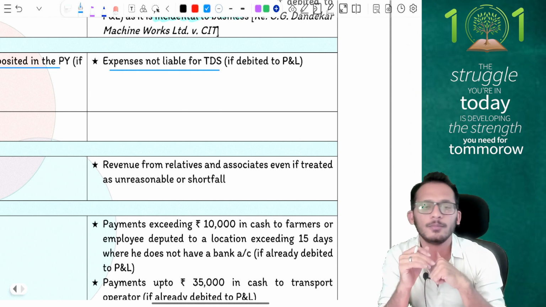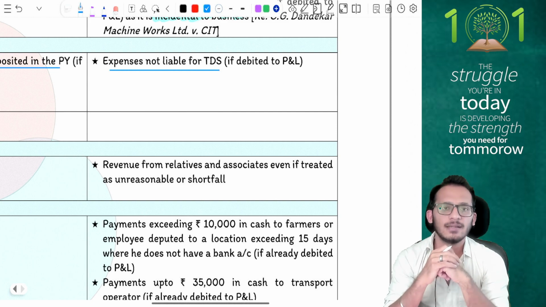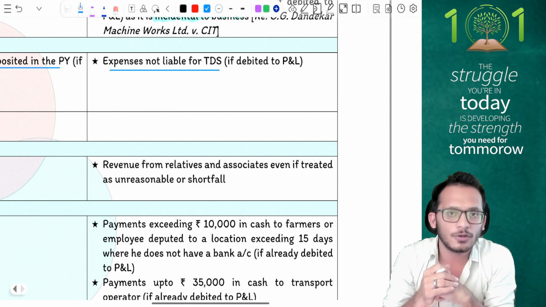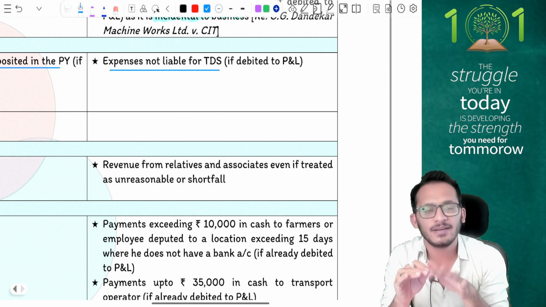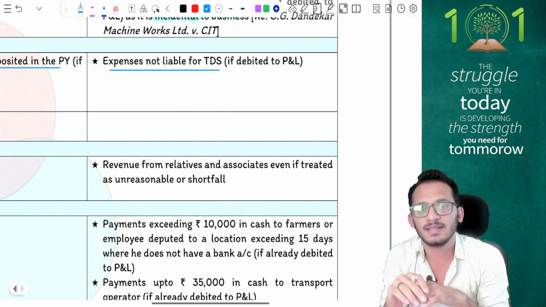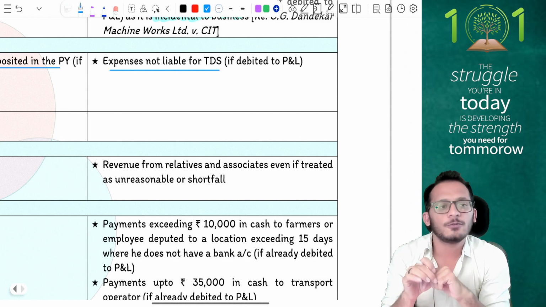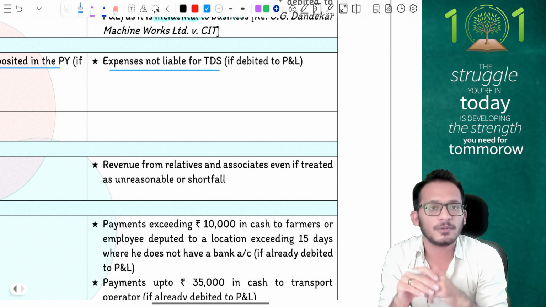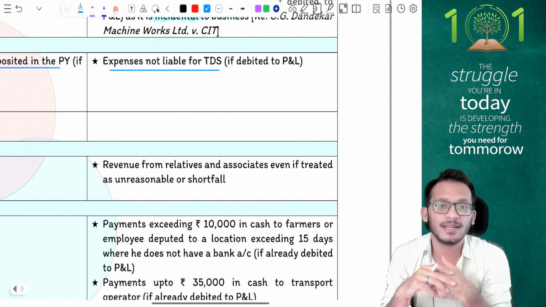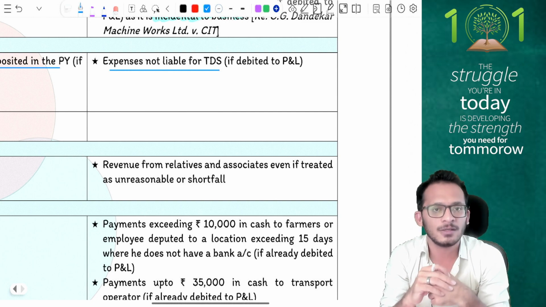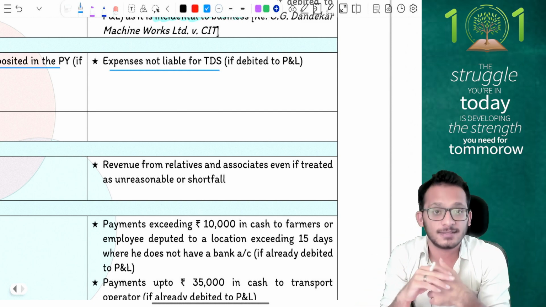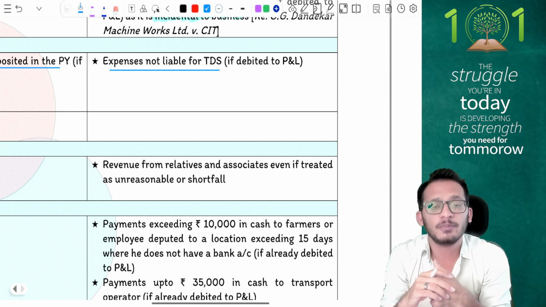For example, the question may say that the expenditure has been made to a transport operator who owns less than 10 vehicles and has given you a declaration for the same along with a PAN number. Now, for those who know section 194C, it clarifies that if a transport operator gives you a declaration saying he has less than 10 vehicles and also gives you his PAN number, then TDS is not applicable on his transactions. So those are the kind of things you have to pay attention to, people.